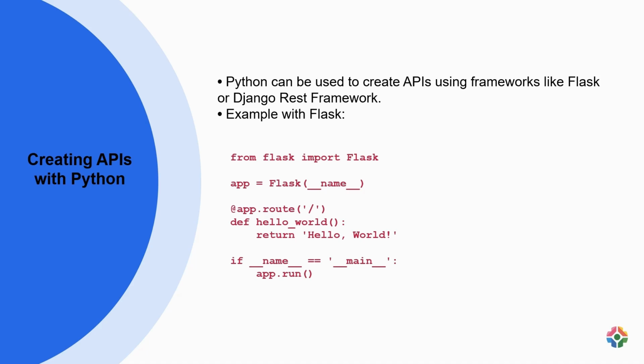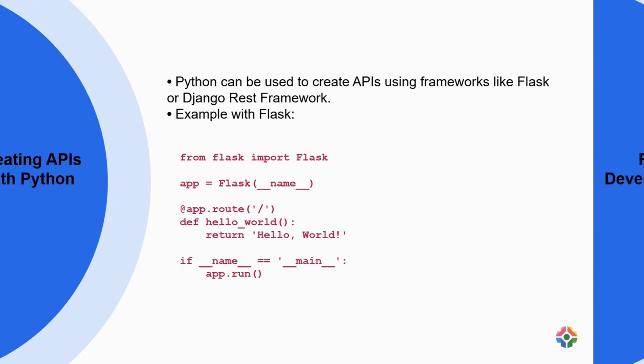Using Flask or similar frameworks, developers can build robust APIs for various purposes, such as building web services to interact with databases, creating microservices for applications, or integrating with third-party services like payment gateways. This allows for efficient communication between different software systems and components.